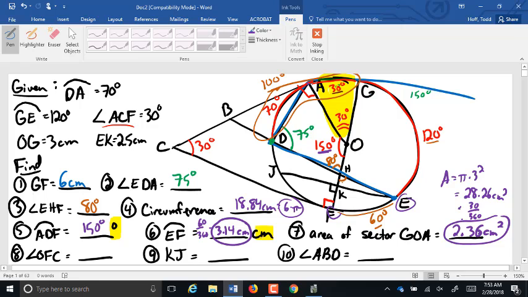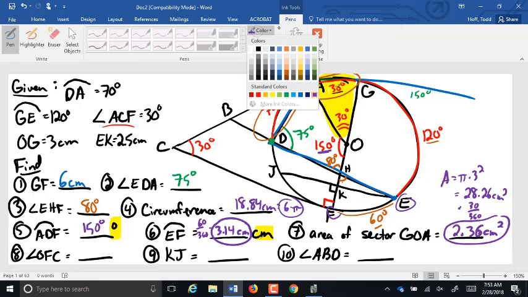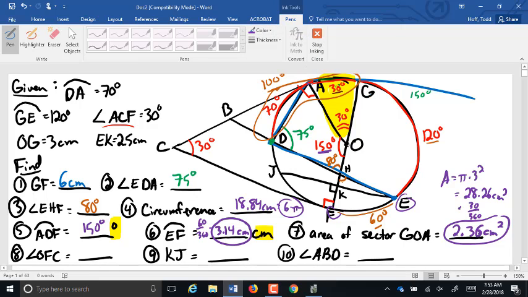Angle OFC. OFC, this is an easy one. This is a give me. Here's angle OFC. What's that have to be? 90 degrees, because it's a radius to a tangent.